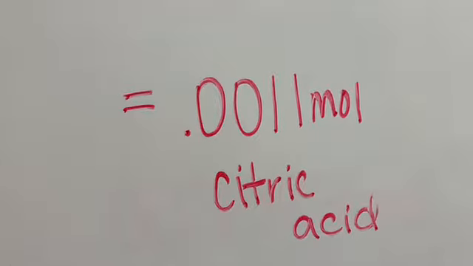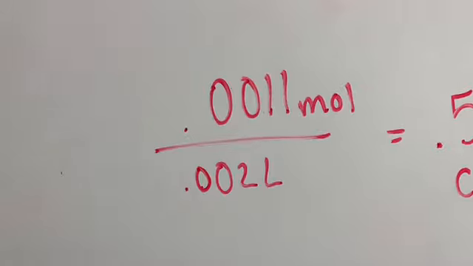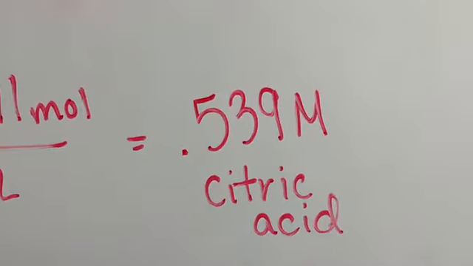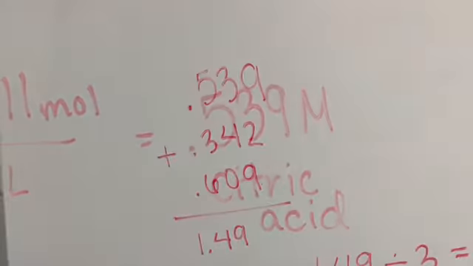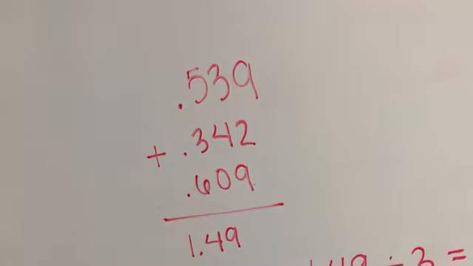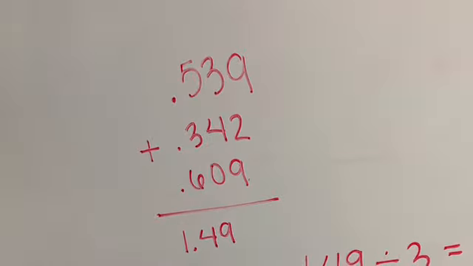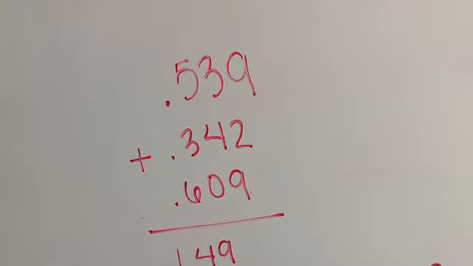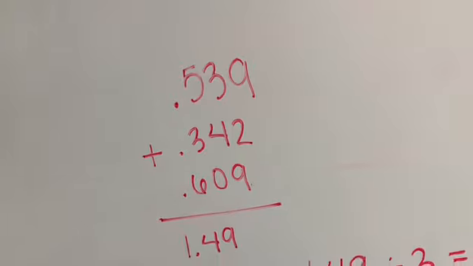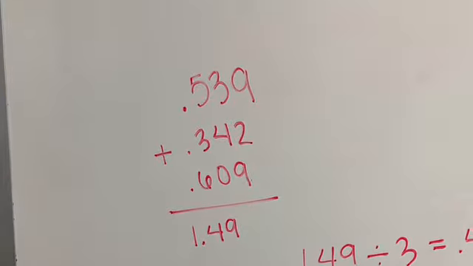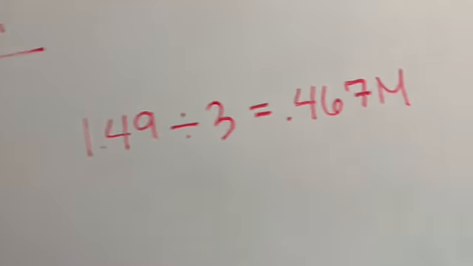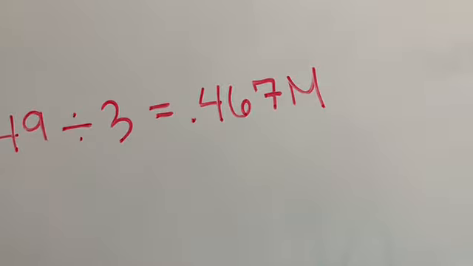In order to find the molarity of citric acid, you must take that number and divide it by 0.002 liters, which will give you 0.539 molarity of citric acid. In order to find the molarity in trial 2 and trial 3, you will use the same equation as before, and you will get 0.342 and 0.609. In order to find the average concentration molarity of citric acid, you will add up the 3 numbers and then divide it by 3, which will give you 0.467 molarity.